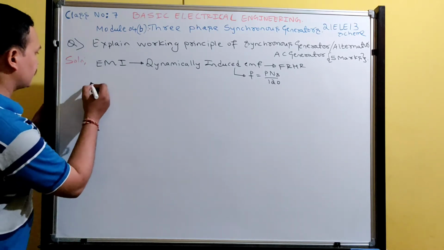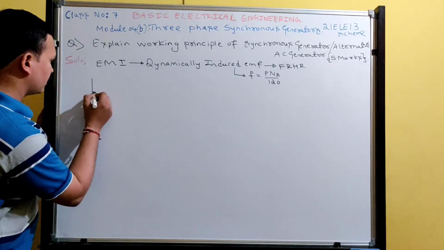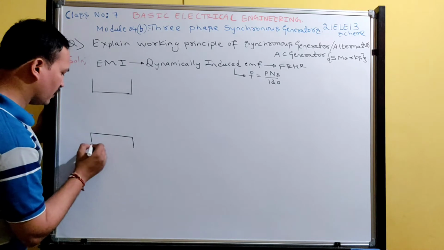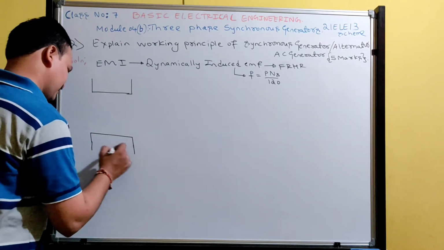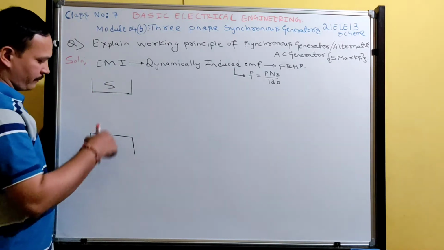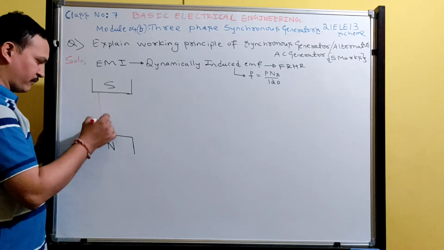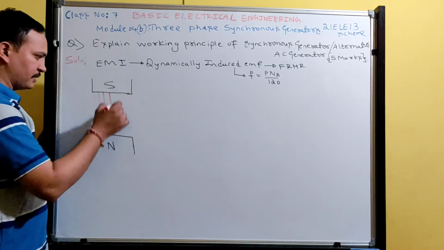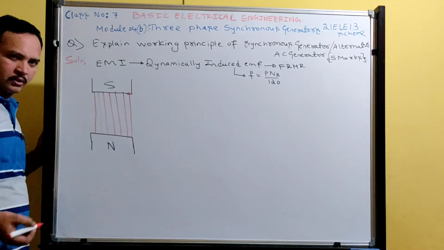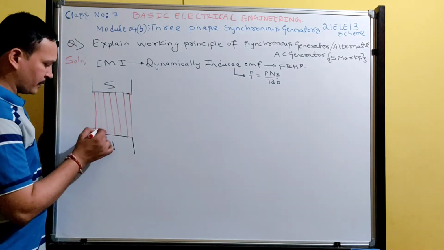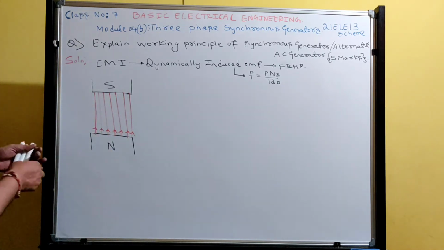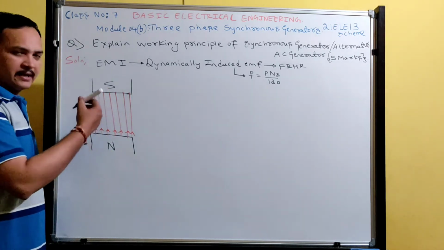Okay, let me consider a two-pole alternator. So I am writing a two-pole alternator, so draw along with me. This is a north pole and south pole. Between the magnets, there will be lines of flux. The direction may be from south to north or from north to south. I am going to write from north to south. So between the magnets, there are lines of flux.